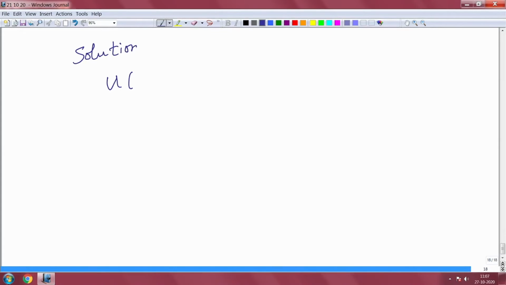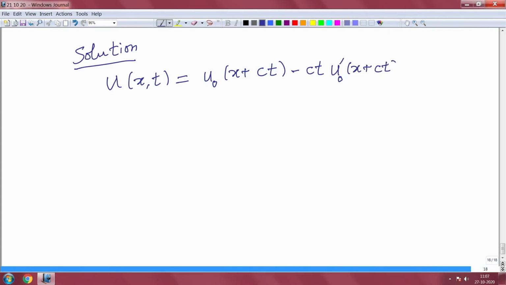So, I am skipping a few steps, you can easily find them and work out. The solution is u of x, t equal to u 0 of x plus c t minus c t u 0 prime, so this is the derivative of u 0, plus t u 1 of x plus c t.